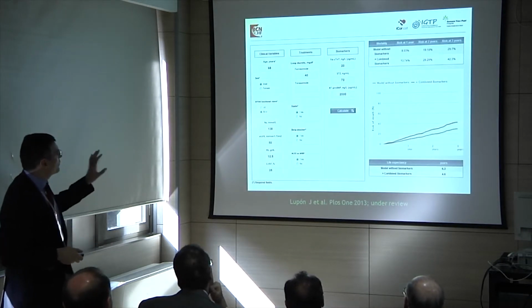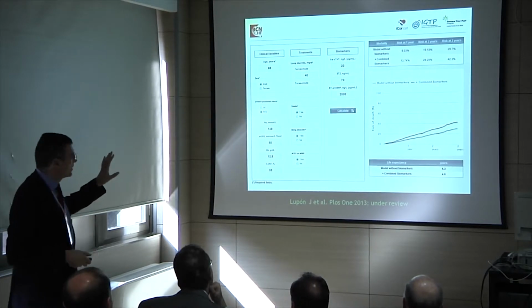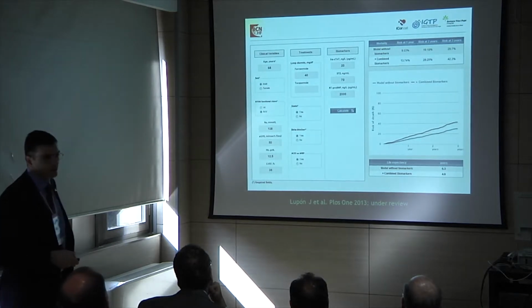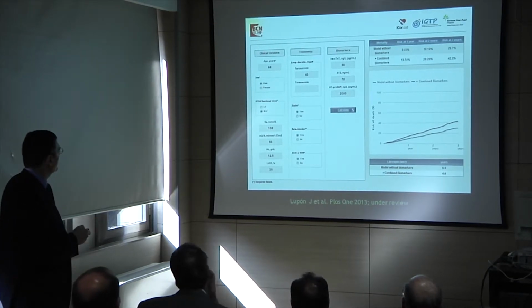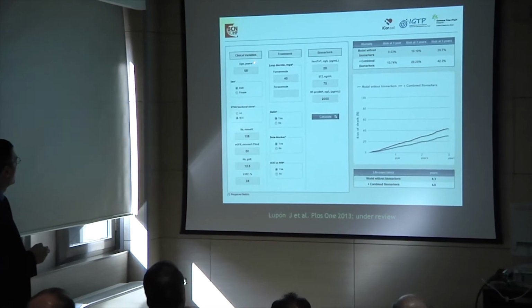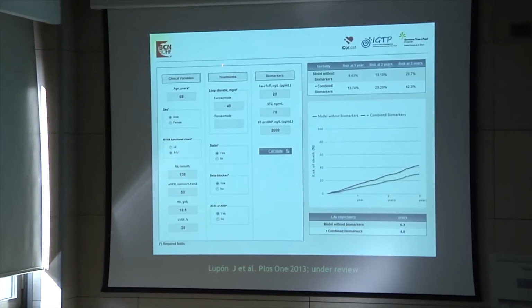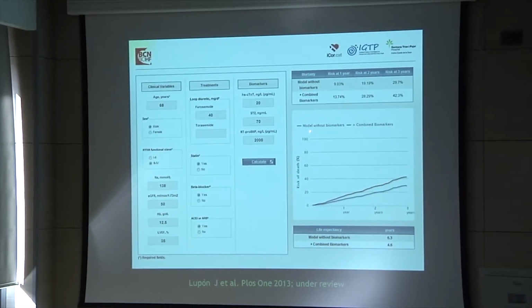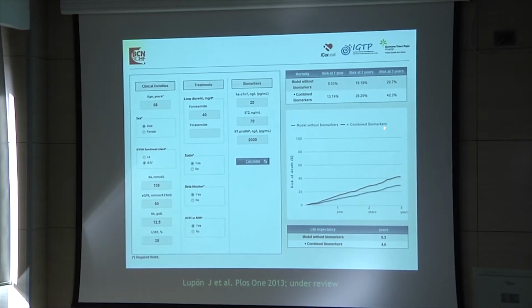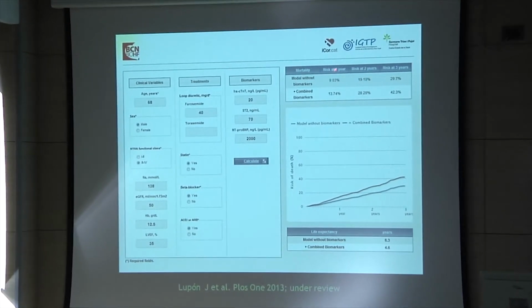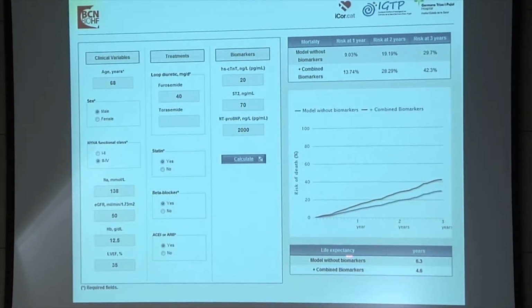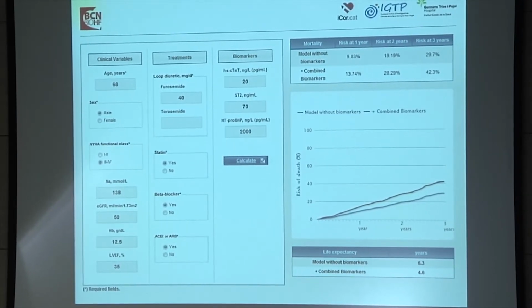So this is a web page calculator that we hope, once this paper is accepted soon, we can provide to you for your use. We have clinical variables, treatments, and biomarkers. You put all these values in the clinical variables, in the treatments, and the biomarkers, and then you get these curves, a model without biomarkers, a model with combined biomarkers, and you will have risk at 1, 2, and 3 years, risk of death, and here you have life expectancy without biomarkers and with biomarkers. Let's have a look at this.